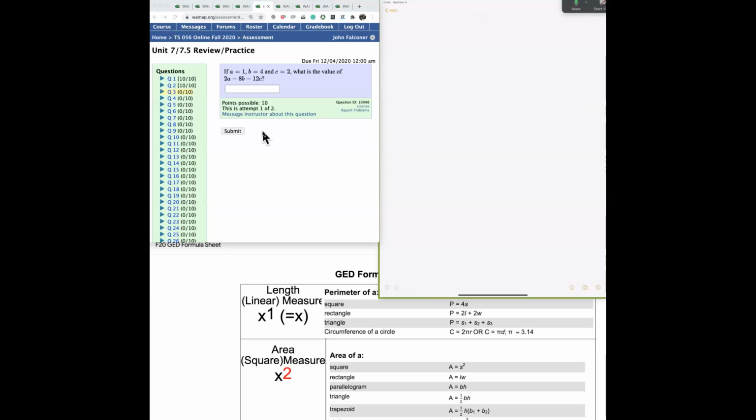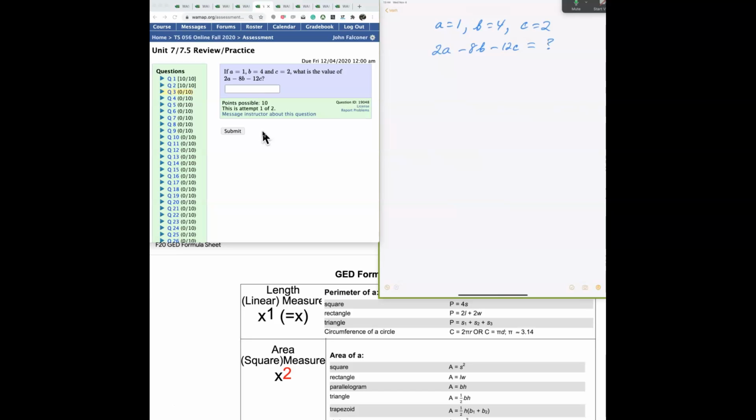All right, so this is fairly straightforward. They're giving us all the information. A is equal to 1, B is equal to 4, and C is equal to 2. And then what is 2A minus 8B minus 12C? That's equal to what?